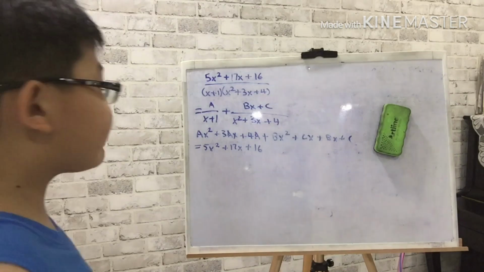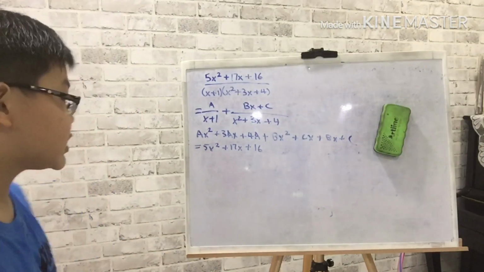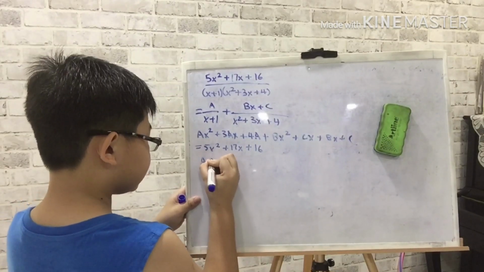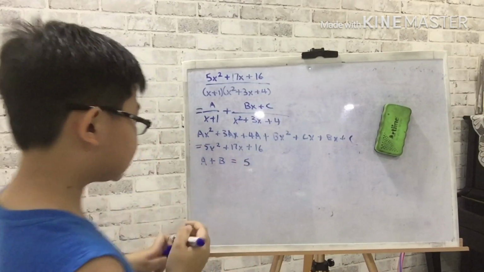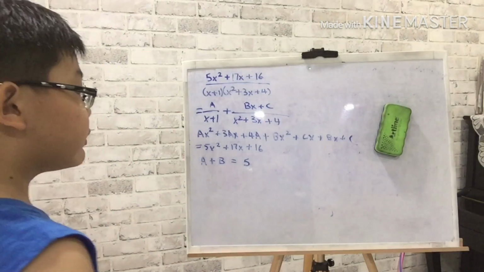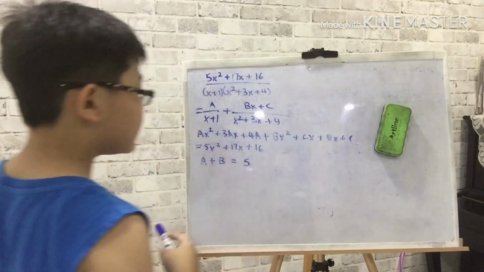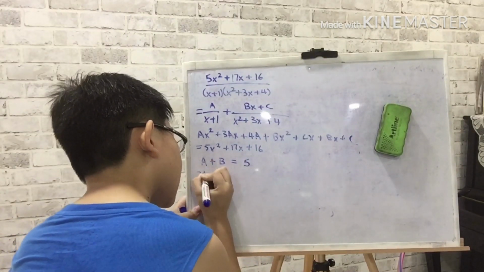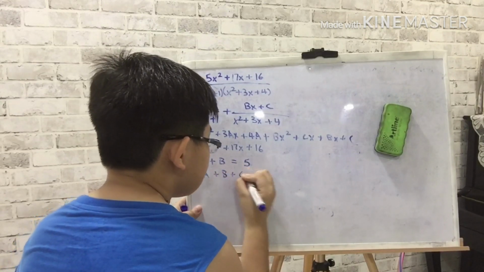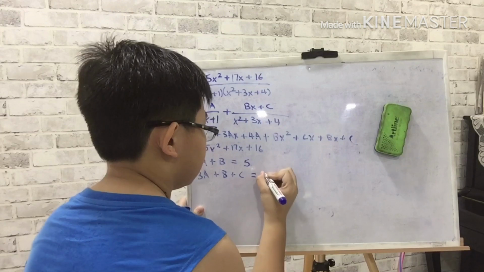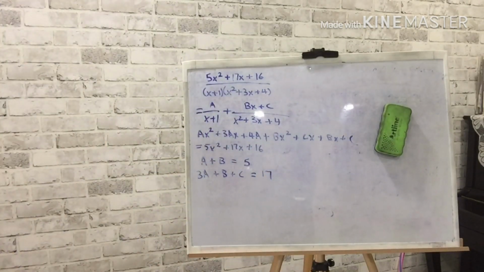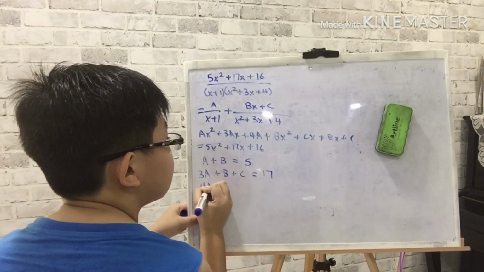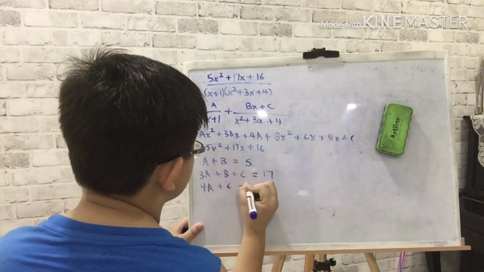Goodness me. So anyway, from here we're gonna have to equate the coefficients and solve the simultaneous equations. So this is a plus b equals 5, because we are equating the x squared coefficients. Now equating the x, 3a plus b plus c is equal to 17. And lastly, equating the constants, a plus c is 16.